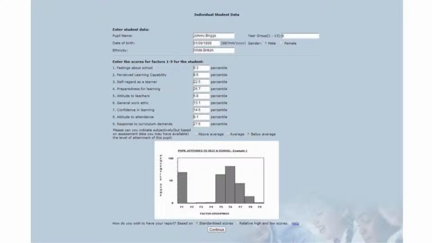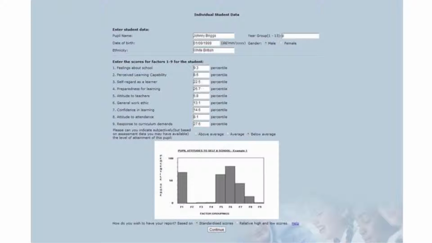PASS can help you here, as your agreement provides you with access to the PASS online intervention system. This is a resource containing a large number of intervention strategies that are linked to the PASS factors. Note, it is important to point out that this is only a resource, and it is neither a guaranteed answer to your problems, nor is it a replacement for your professional expertise.